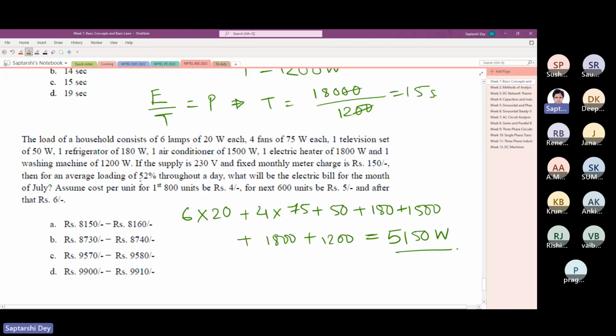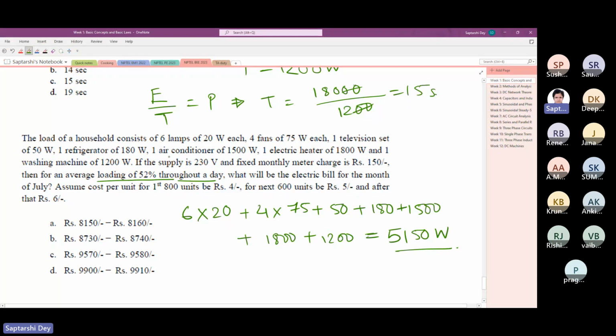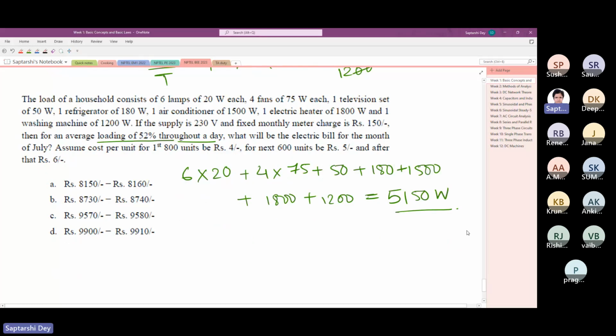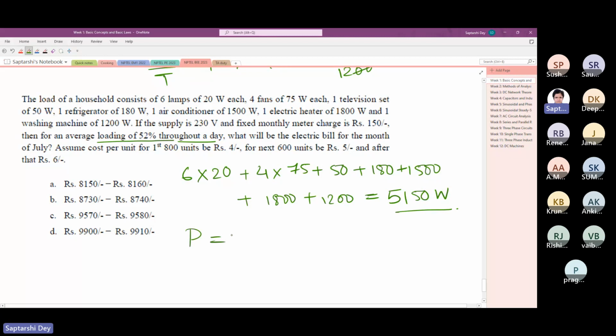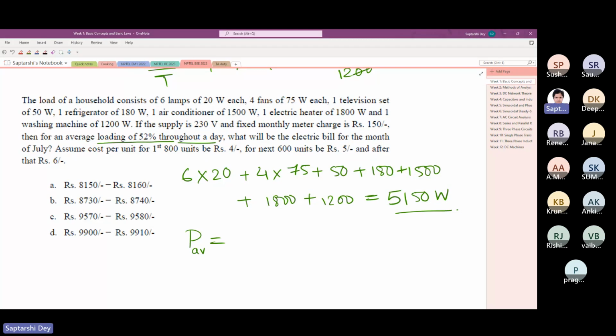And they say that average loading of 52% throughout a day, obviously, because they have washing machine and air conditioner, they do not turn them on throughout the day. At least the washing machine should not run throughout the day. So average power is 52% of this. Can you find out 52% of this? 2678 watt.